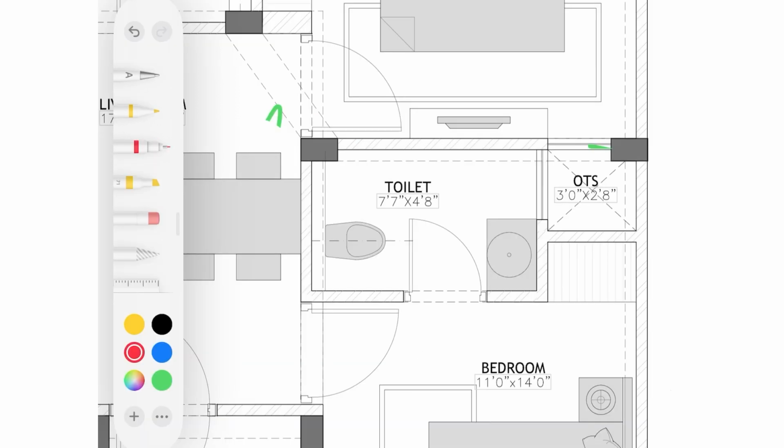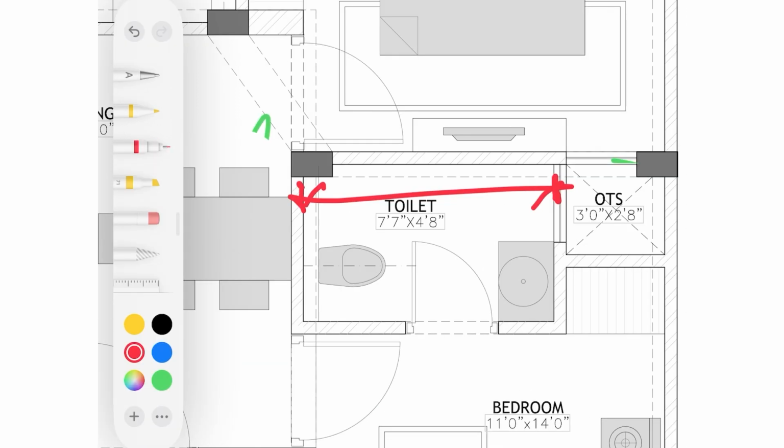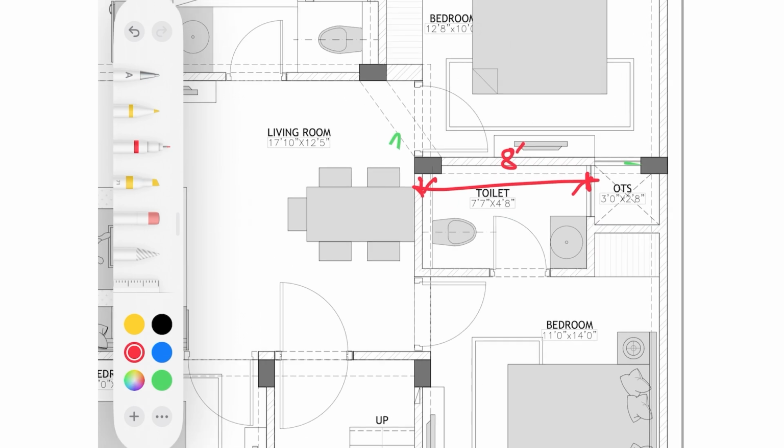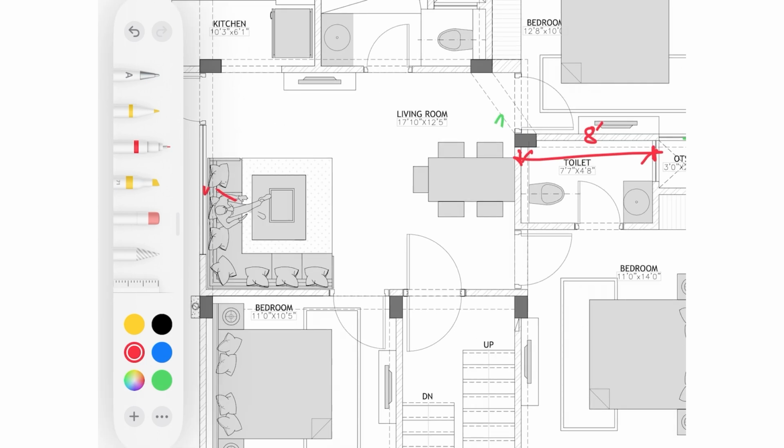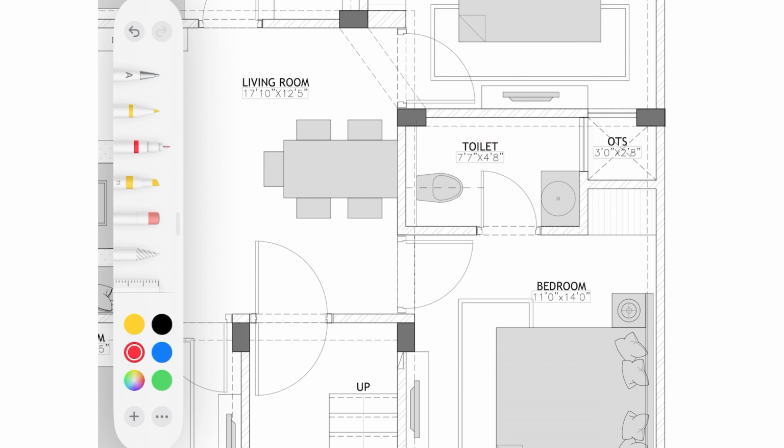Now coming to the master toilet, first I would have tried to make it 8 feet. So maybe I could have shifted my wall somewhere here, or maybe I would have squeezed this OTS. Secondly, this would have been my wash basin, something like this. I would have given them one shower cubicle, and this would have been my WC.